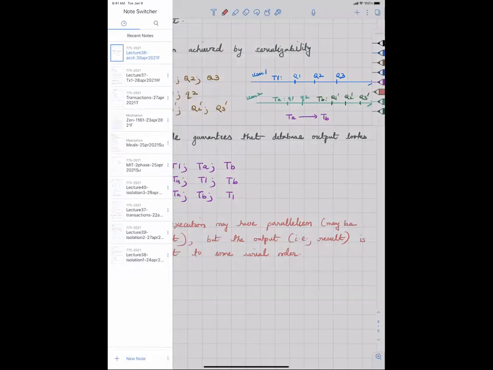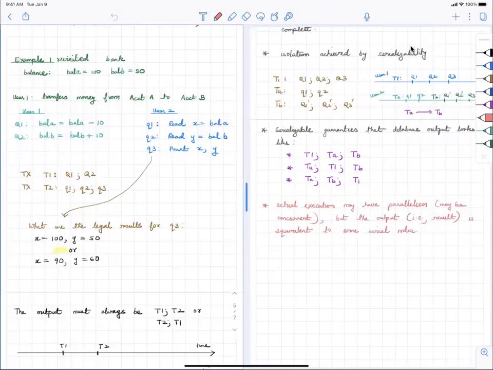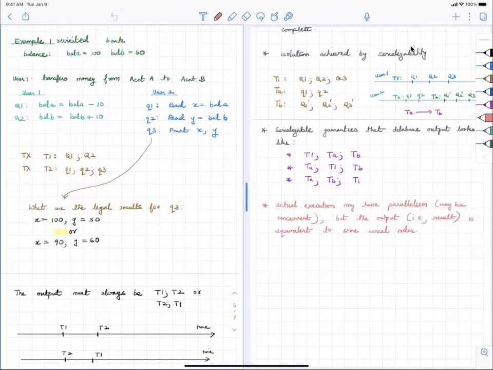So I'm just going to look at the previous lecture. I just want to open up the last lecture that we did the other day. We did this with a bank example. We had user one transferring money from account A to account B. So we were taking $10 out of account A and moving it to account B. And user two was just reading the bank balance. We were starting with $100 in account A and $100 in account B.